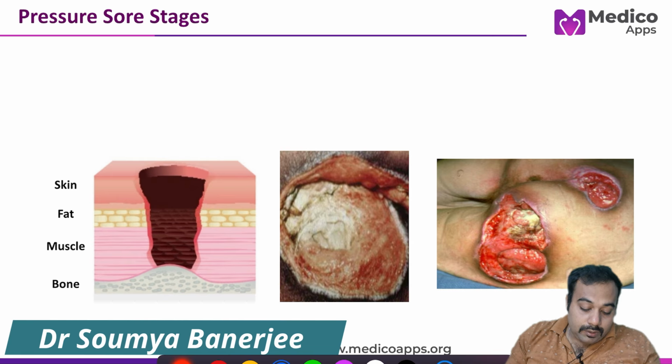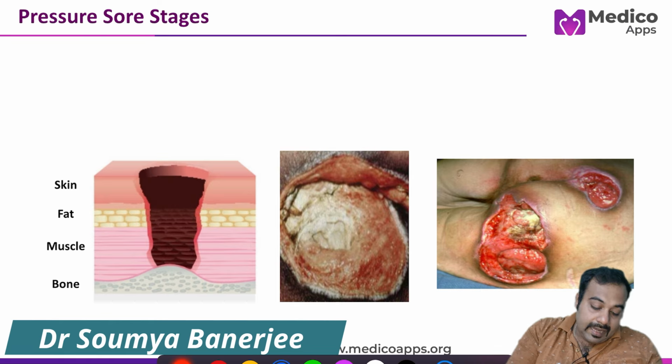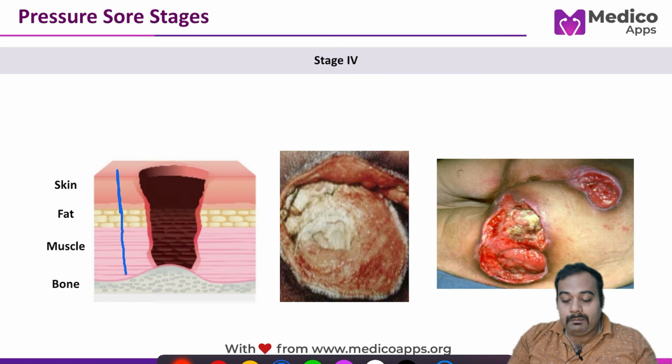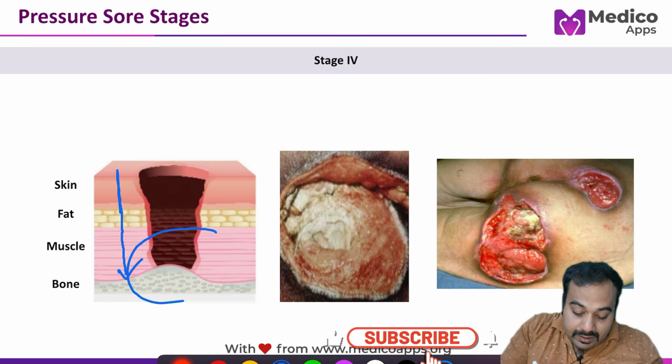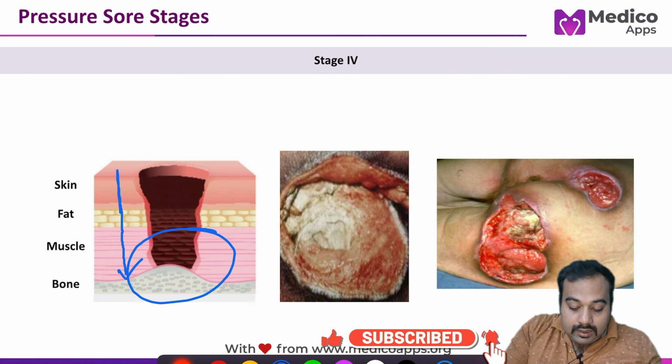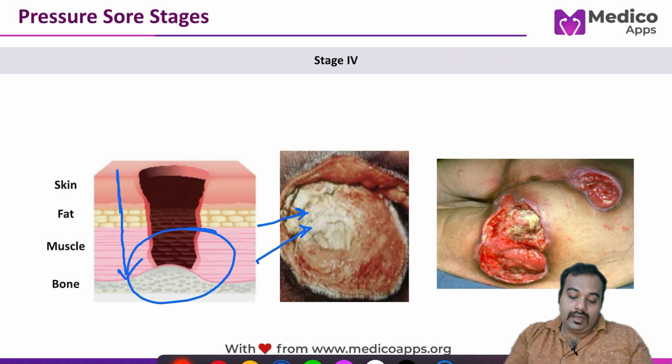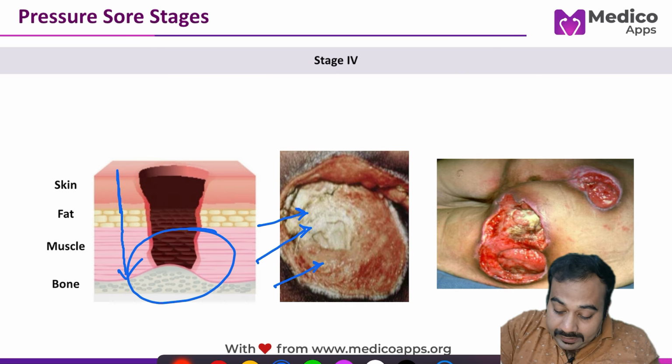So in case of stage 4, you can easily see that the whole area is involved: there is involvement of the dermis and epidermis, the subcutaneous tissue, and the underlying muscle and the bone as well. So this is the key feature. There is involvement of the underlying bone and muscle. In this image as well, you can see the presence of bone and the underlying muscle. Okay, here you can see.